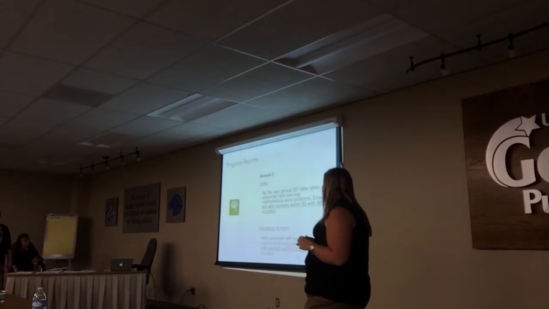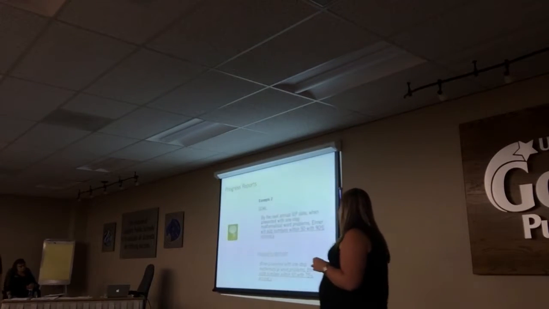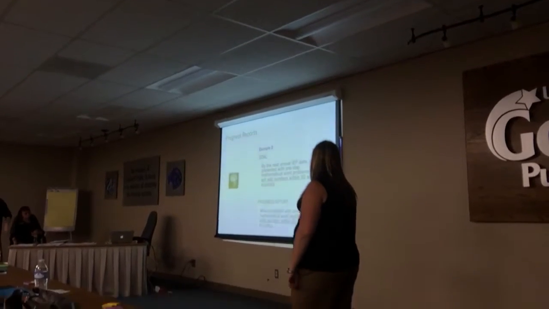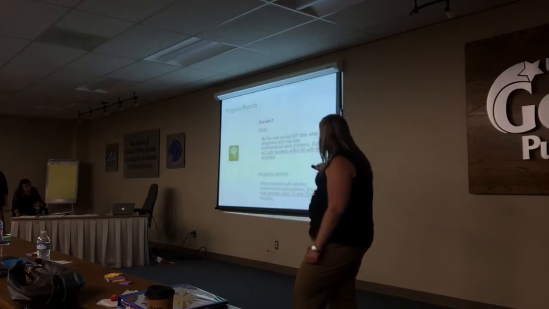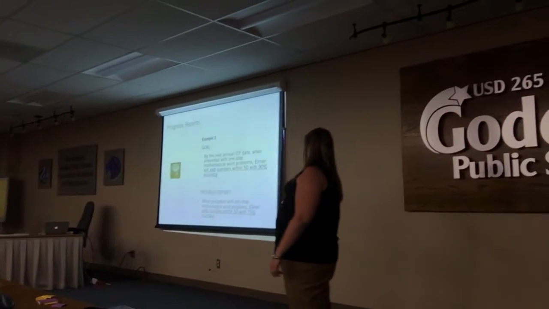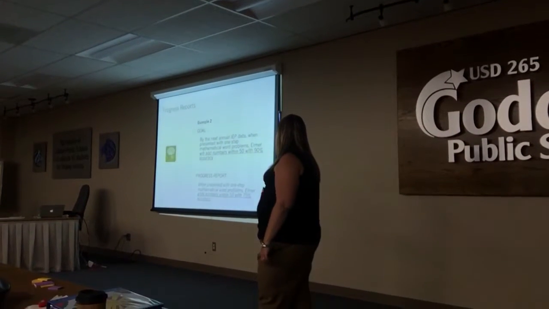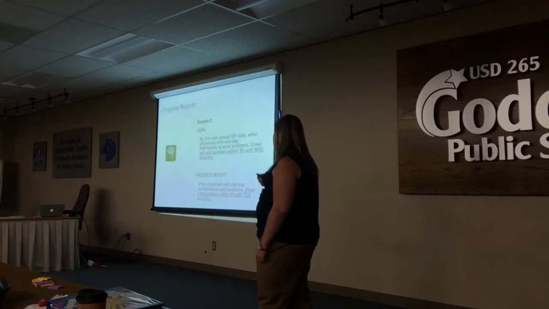Okay, goal 2. By the next annual IEP, when presented with one-step mathematical word problems, Elmer will add numbers within 50 with 90% accuracy. So then the progress report could be something like, when presented with one-step mathematical word problems, Elmer adds numbers within 50 with 75% accuracy.